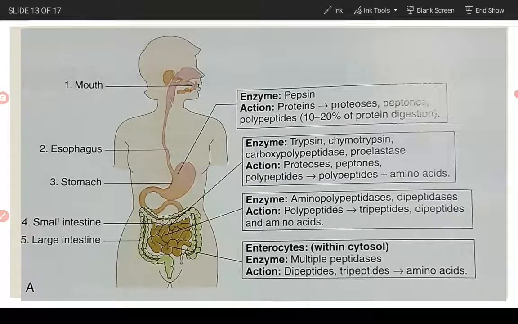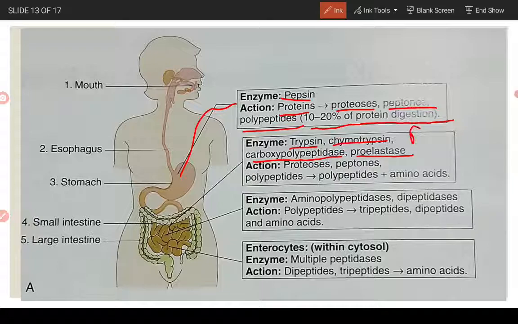Here is this figure which may help you remember. The stomach secretes the enzyme pepsin. The action of pepsin is to digest the protein into proteoses, peptones and polypeptides. Only 10 to 20% of protein digestion occurs in the stomach. The second is the small intestine, where four important enzymes are secreted by the pancreas: trypsin, chymotrypsin, carboxypolypeptidase and proelastase. Trypsin and chymotrypsin split the protein into small polypeptides, while carboxypeptidase digests the small polypeptides into amino acids. Right, so this is their action.